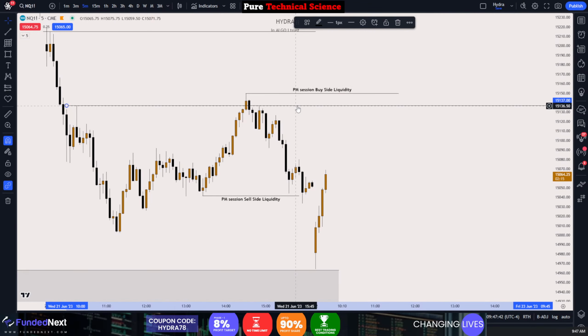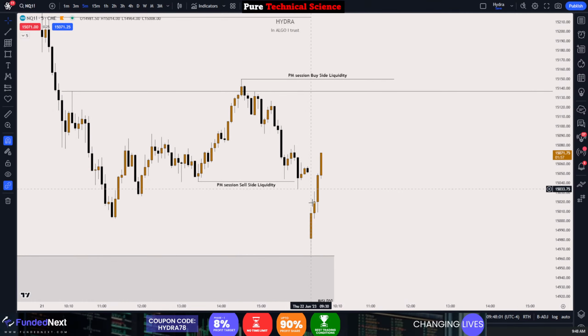And if you don't know what I'm talking about, you will have to re-watch the stream that our mentor did yesterday. If you watch it, you will understand. It's very simple to understand. So this is our regular trading hour gap. I'll be using this gap to look for a setup towards the buy side liquidity.